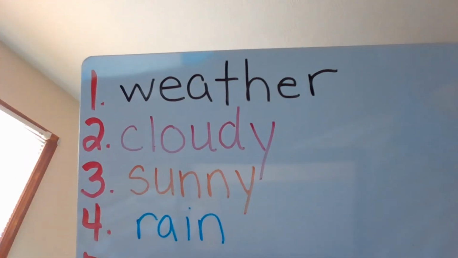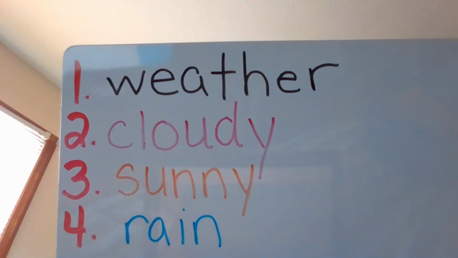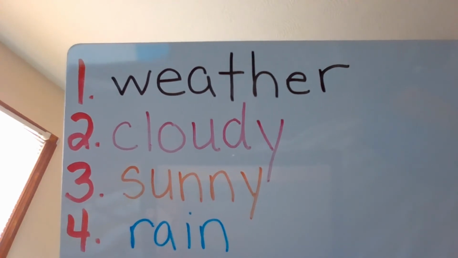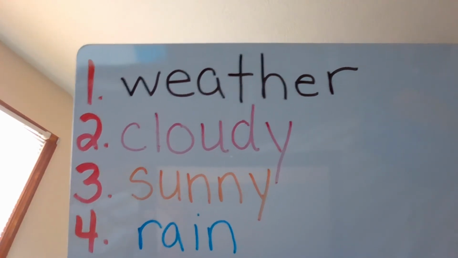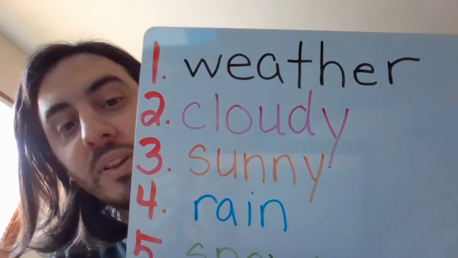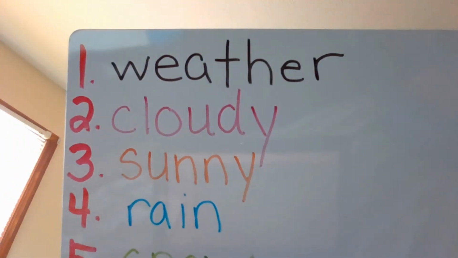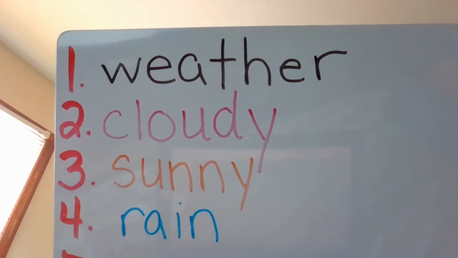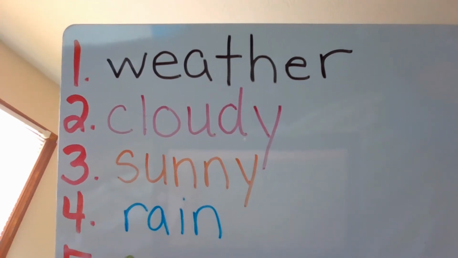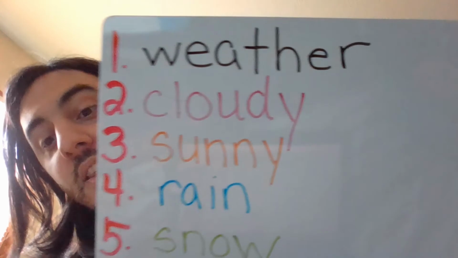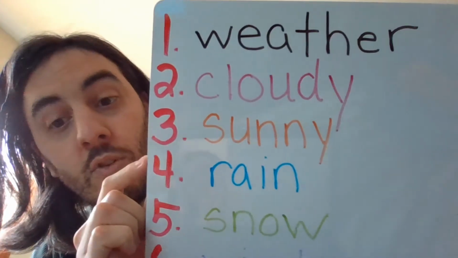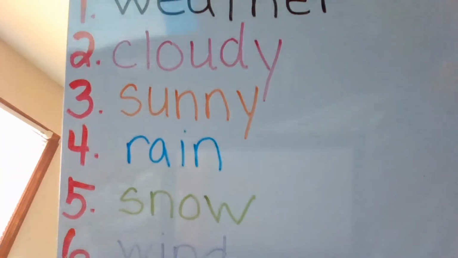Cloudy. Cloudy is when clouds are in the sky. Clouds can block sunlight, and they are made up of water droplets. Number 3, sunny. Sunny is when the sun shines brightly with no clouds blocking the sun. That is sunny weather. Rain.